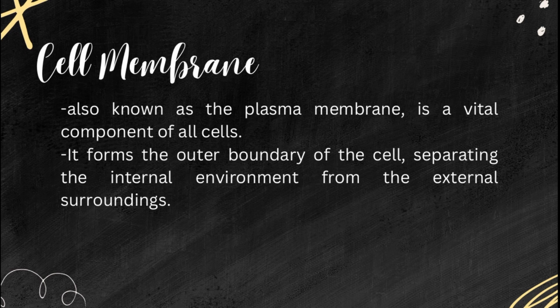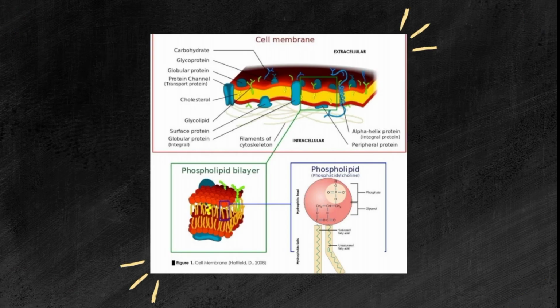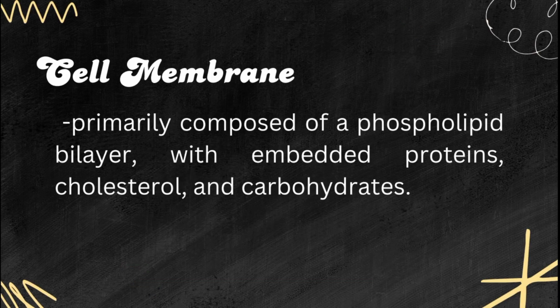It forms the outer boundary of the cell, separating the internal environment from the external surroundings. The cell membrane plays a crucial role in maintaining cellular homeostasis and facilitating the transport of substances in and out of the cell. The cell membrane is primarily composed of a phospholipid bilayer with embedded proteins, cholesterol, and carbohydrates.